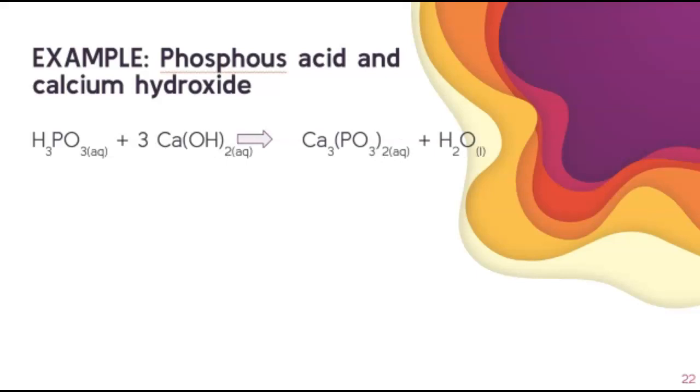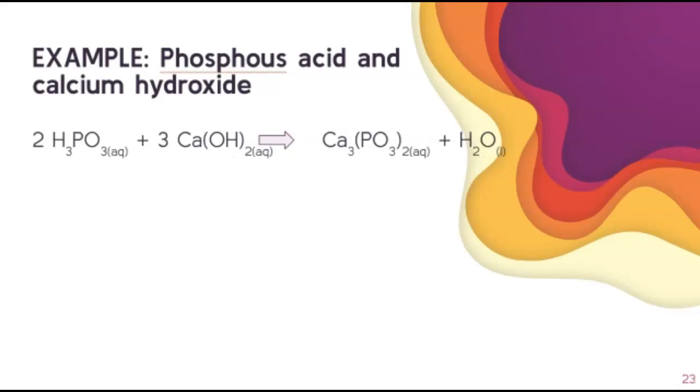I'm going to need to add a 3. So I'm going to add a coefficient of 3 right here. All right, so that fixes my Cas. Now, next I would go to any type of polyatomic ion, like my PO3s. Here I have 1 PO3 cluster. Here I have, with a subscript of 2, 2 PO3 clusters. Okay, so if I have 2 PO3 clusters over here, I'm going to need 2 over here, which means I'm going to need to add a coefficient of 2 on the left.